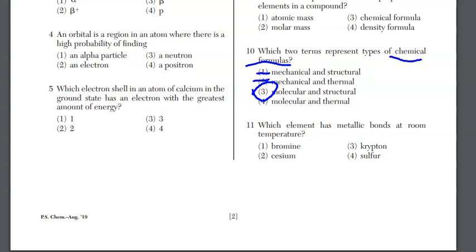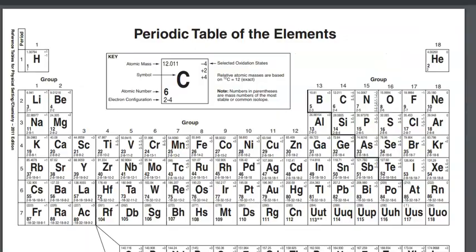Moving to 11, which element has metallic bonds at room temperature? In other words, which of these 4 elements here consists of a metal? Once again, I am not given the symbols, but I can certainly locate metals versus semi versus non-metals on the periodic table. But it would be nice to have what element symbols they are. Don't do it off the top of your head if you're not sure. Go to S. Of course, bromine is Br, so we're going to look for Br. We're going to look for Cs for cesium. We are going to look for krypton and sulfur.